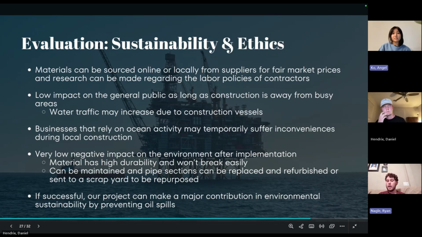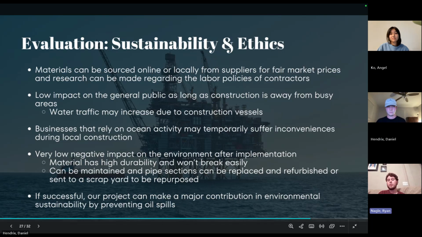There is going to be a generally low impact on the public. The good news with that is, so long as these pipelines that have work and maintenance and construction being done on them are away from populated areas, it's not going to impact anyone. There might be increased water traffic if it's in an area where water traffic does occur. So that's really the most as far as societal impact goes.